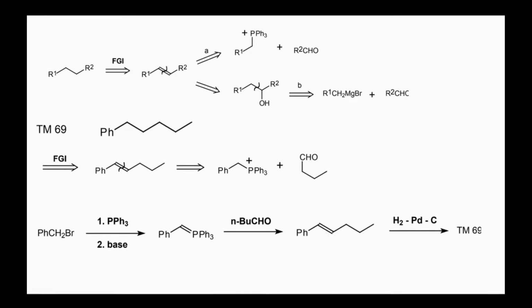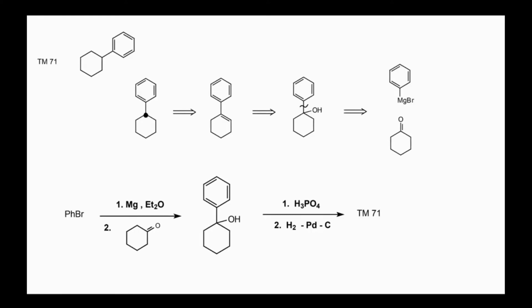Okay, let's move on to the next example. You have this compound which is target molecule 71, and I'm using the Stuart Warren workbook, so I'm trying to explain from that book. Okay, you have a cyclic alkane now instead of a straight chain alkane. Now what is here is a cyclic alkane, cycloalkane.